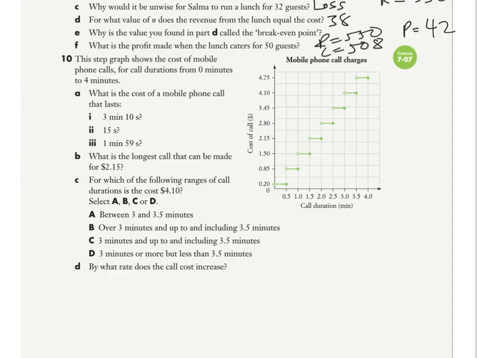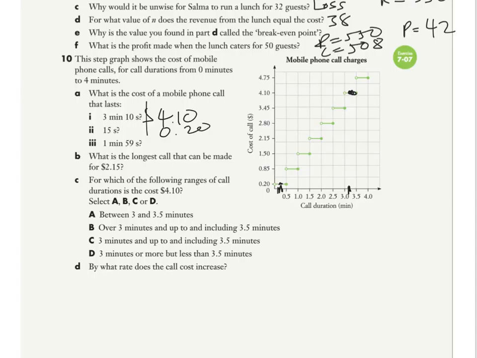Okay, 10, the step graph. Alright, so cost for 3 minutes and 10, which is approximately there. Now one thing to make note of, 3.5 is 3 minutes 30 seconds. So that hits this line about there, which is $4.10. 15 seconds, which is there, which is 20 cents.